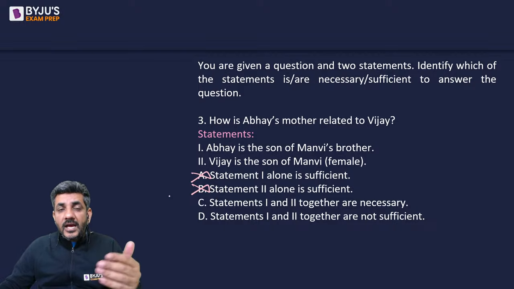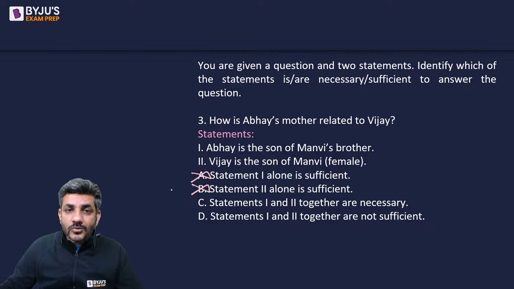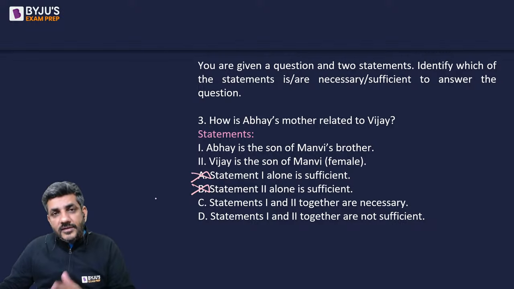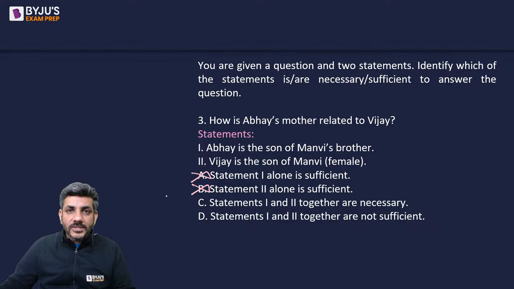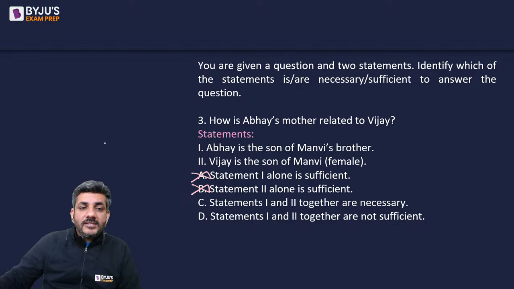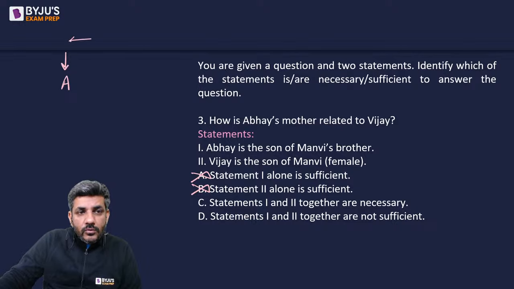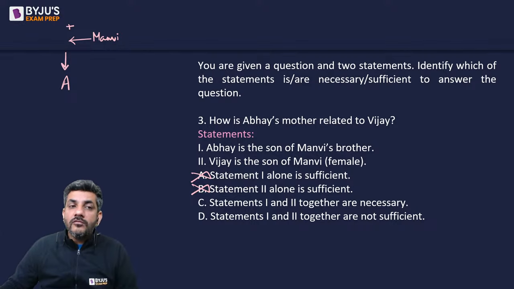So I must have some information about Abhay and Vijay to answer this. So either both of them are required or none is required to answer the question. So if I require both, let's try both. Abhay is the son of Manvi's brother. So Abhay is the son of someone who is Manvi's brother. So Manvi is here. Manvi's brother is Abhay's father. But we do not know about Vijay yet.